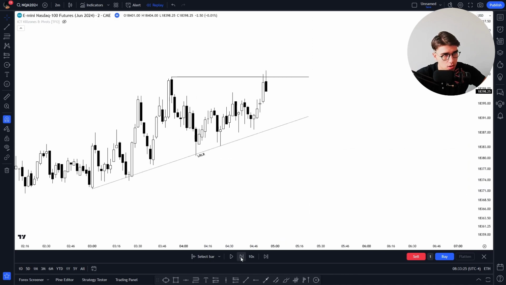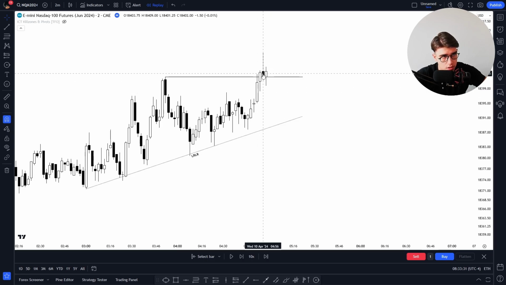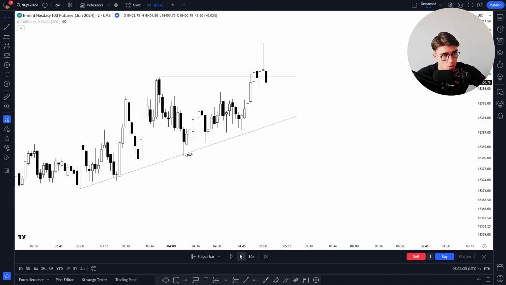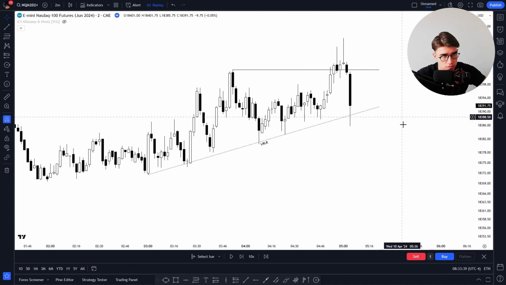So we'll see here. As of right now, we are not showing any sign of displacement, right? This is obviously not displacement above it. We're consolidating after hitting the high. So we want to pay attention to how we react. And there we go. Price goes flying, right?